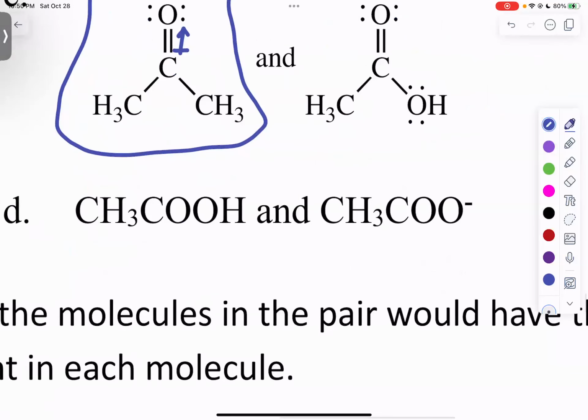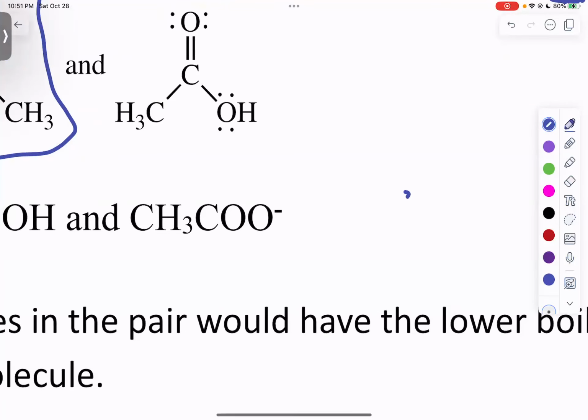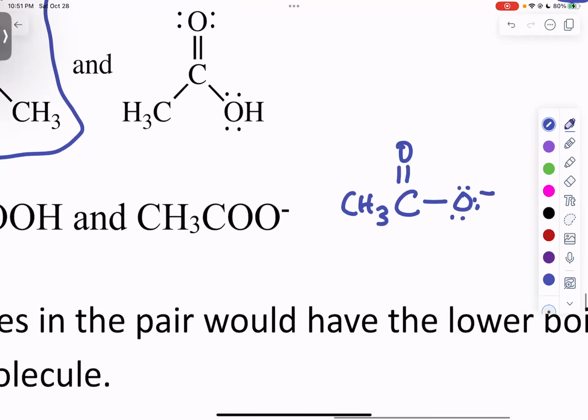Okay, CH3COOH and CH3COO minus. All right, so now what are we going to do here? Well, we know that one of these oxygens here is carrying a negative charge. COO minus means, well, let me just draw it over here. COO minus means that we have a carbon in a carbonyl and a carbon bonded to an oxygen carrying a negative charge, right? So then it's just a CH3 there. So that's what our molecule looks like here.